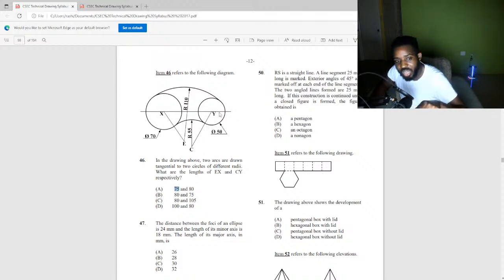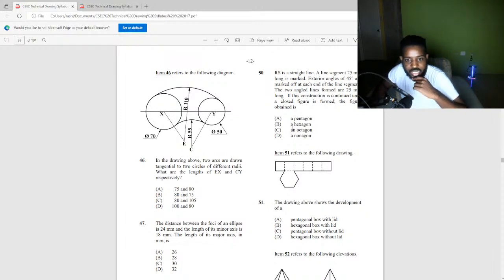Now over here we have an internal tangent. And when there's an internal tangent, we add. So this is 55 plus 25, and that gives us 80. So EX is 75, and then from C to Y would be 55 plus the 25 for the radius since the diameter is 50, and that's what gives us 75 and 80.